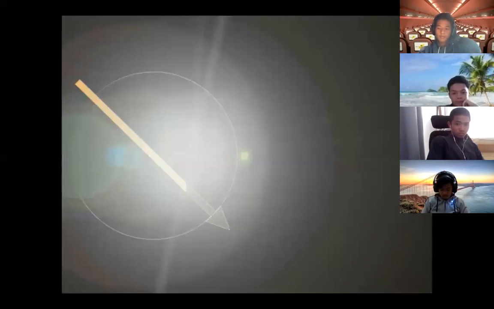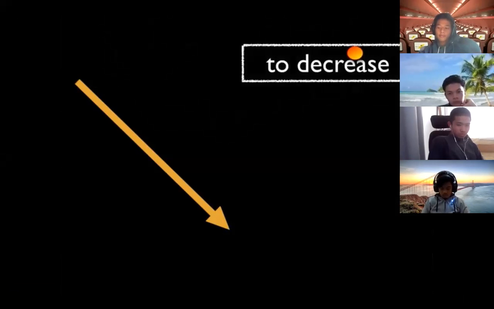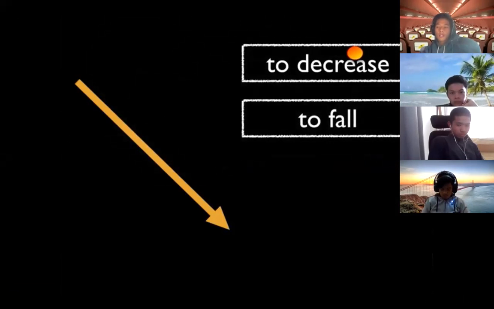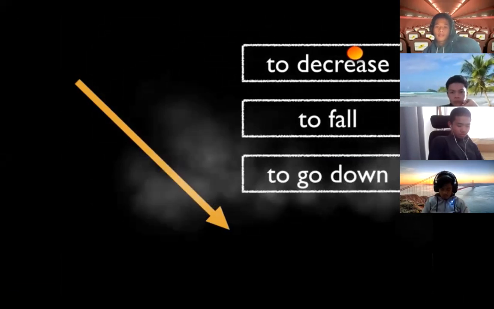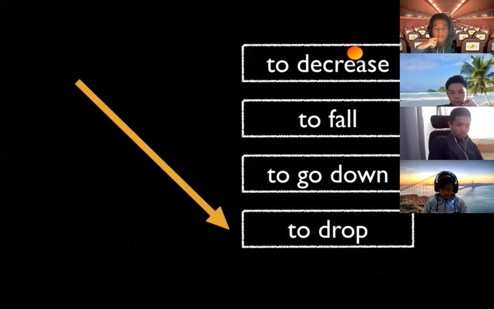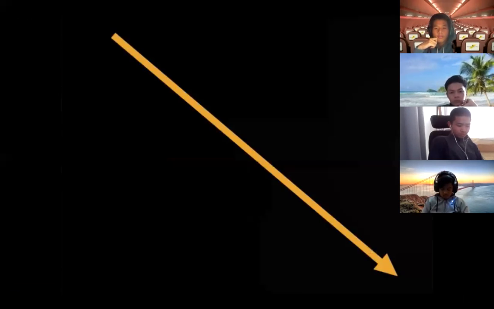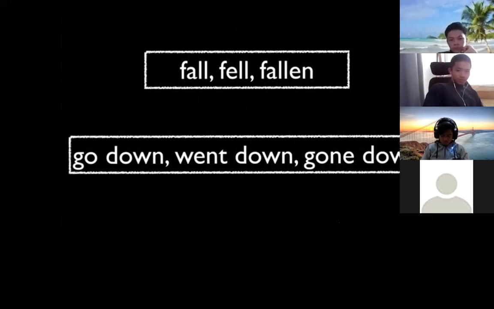Let's look at the falling trend verbs now. To decrease, to fall, to go down, and to drop. So let's look at the irregular verbs for the falling trends. We have fall, fell, has or have fallen, and go down, went down, has or have gone down.